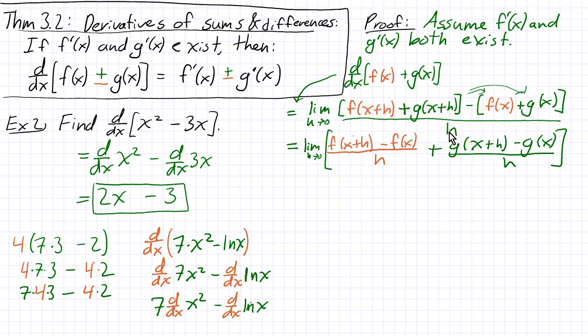And now at this stage, we know that the limit of this part as h approaches 0 exists and is f prime of x, because we assumed that exists, and then we also assumed that g prime of x exists, so therefore this limit must exist and it is g prime of x. So that gives you the result we wanted, which is f prime of x plus g prime of x from here, and that's the proof of this theorem.